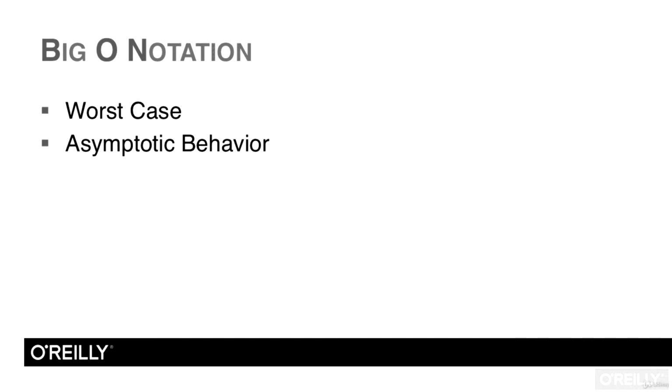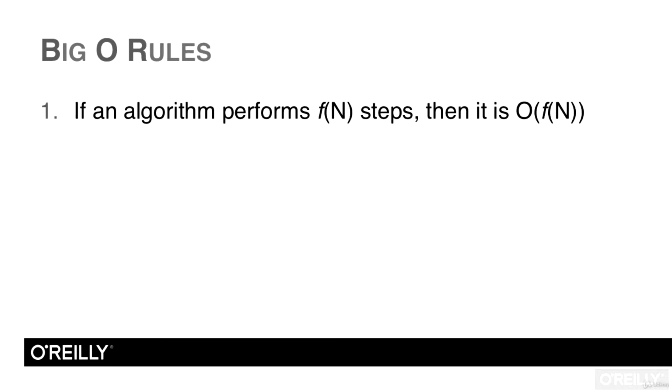So how do you figure out an algorithm's Big O notation? You can do that by following 5 rules. First, if an algorithm performs f of n steps for some mathematical function f, then the algorithm has order f of n performance. It's written like this: Big O, paren, the function, close paren. It's usually pronounced "order f of n."